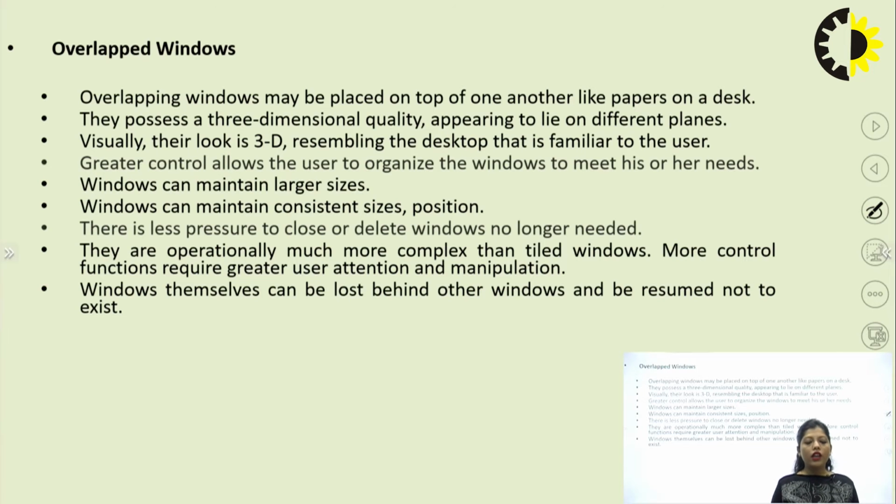When we talk about the tiled window, the user has less control, but in the overlapping window, the user has greater control because in this there are multiple tasks. The size of this window is large.